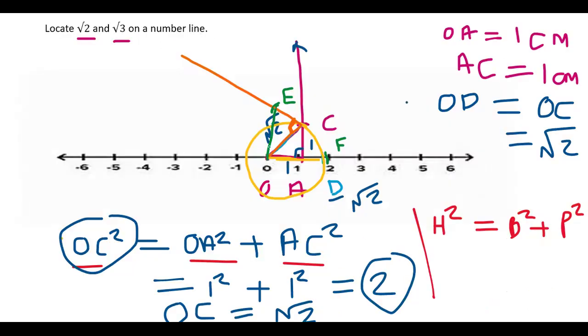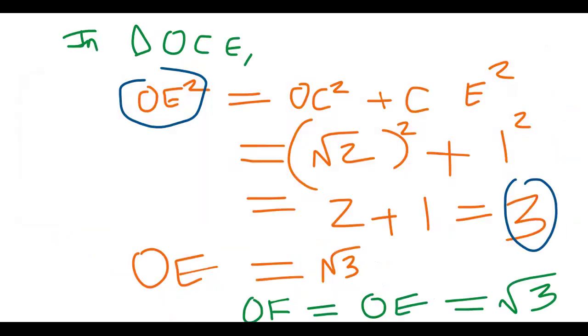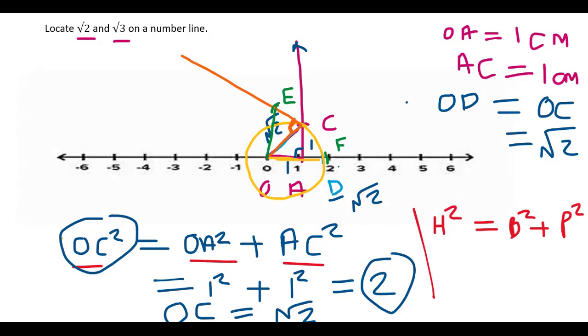In root 2 also, we got OC equal to OF, being the radii of the same circle. Here also, we will get OE equal to OF being the radii of the same circle, because if I draw a circle using OE, we will get OE and OF as the radii of the circle. So both will be equal. So we will get OF equal to root 3. So we have plotted point F as root 3.